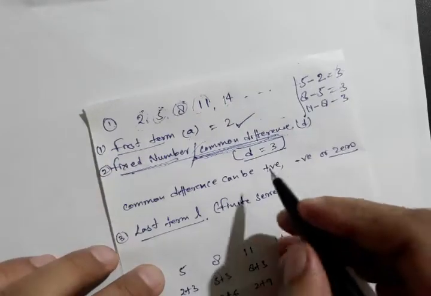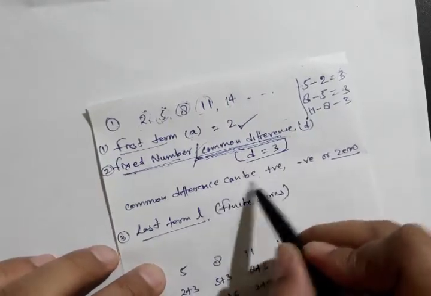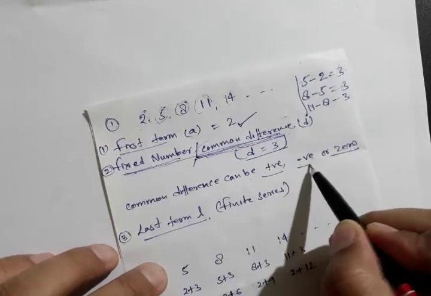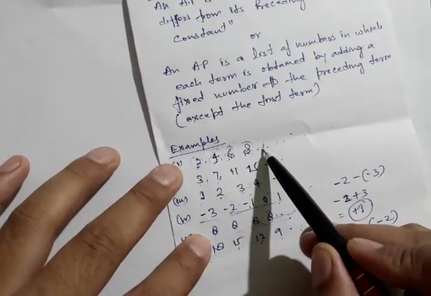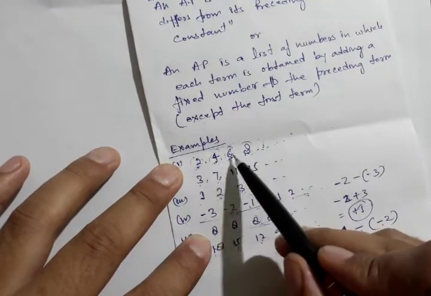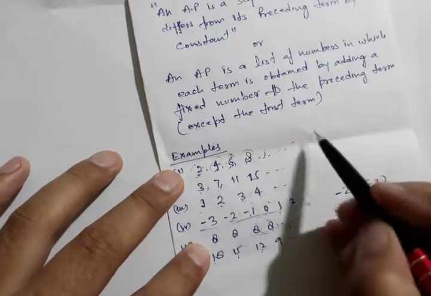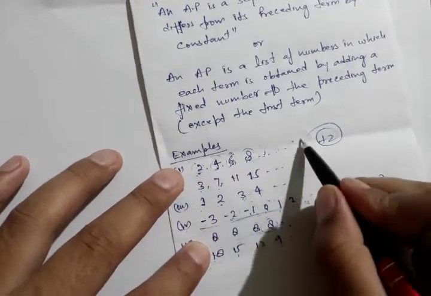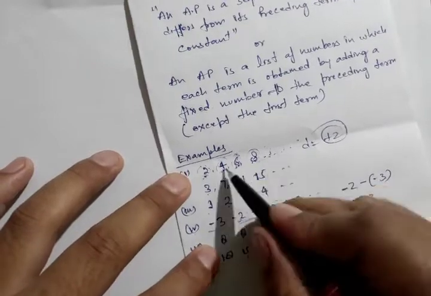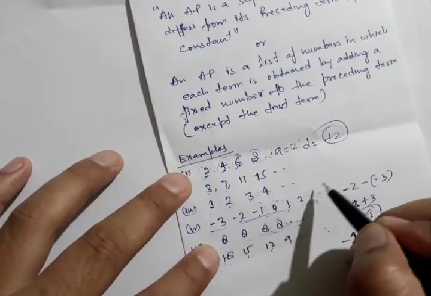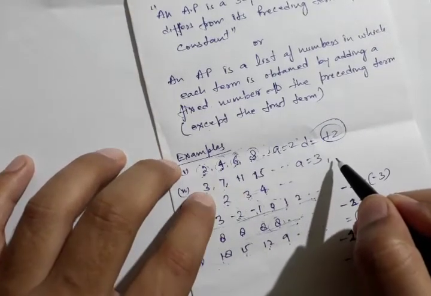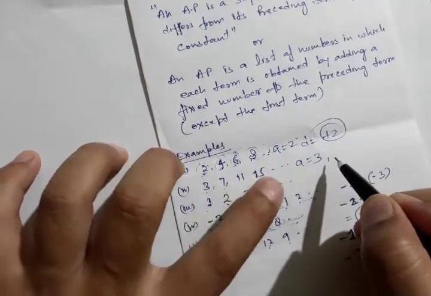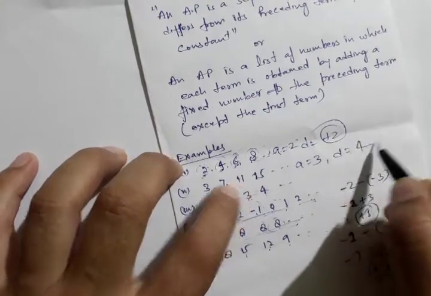Clear? And keep one thing in mind: this common difference can be positive, it can be negative, it can be 0. For example, in this sequence, what is the common difference for this AP? 4 minus 2, 2; 6 minus 4, 2; 8 minus 6, 2. So the common difference is plus 2. d is equal to plus 2. And what is the first term? a is equal to 2. For this AP, a is equal to 3, and the common difference: 7 minus 3, 4; 11 minus 7, 4; 15 minus 11, 4. So d is equal to 4.